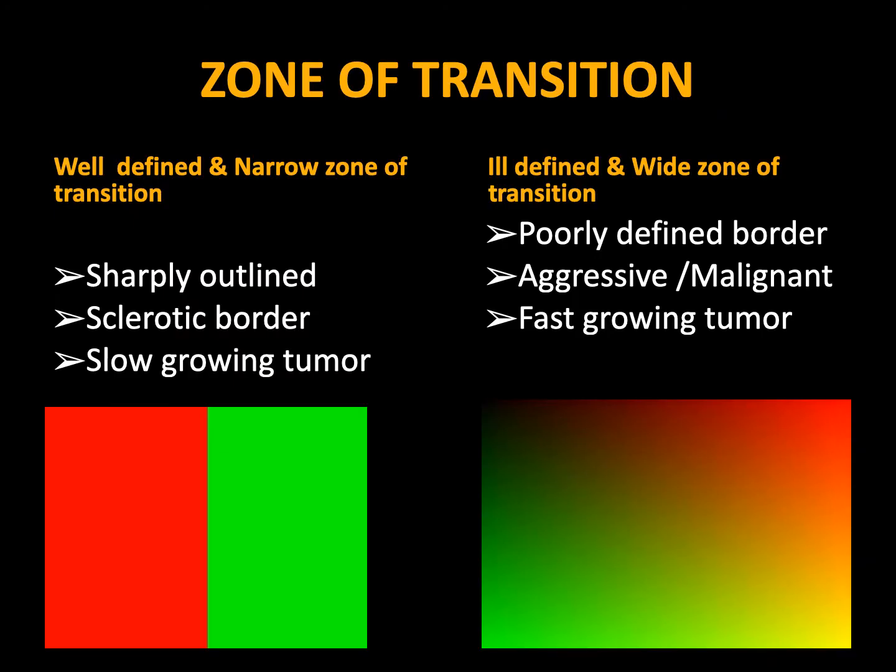So the meaning of zone of transition: we are able to differentiate where there is red color and where there is green color. So it's a sharply outlined sclerotic border and a slow-growing tumor. So most probably all these findings suggest it's a benign bone tumor. On the right side, we are unable to differentiate where the green color is and where the red color is. It makes it very difficult to appreciate which type of tumor it is. It's a malignant type of tumor. Most of all, it's a fast-growing lesion with poorly defined borders.